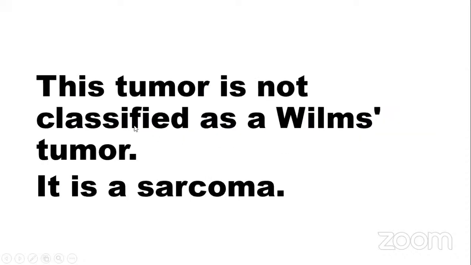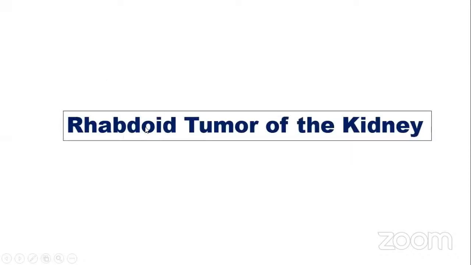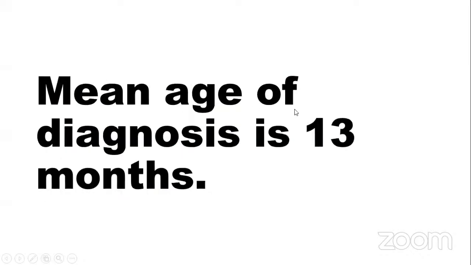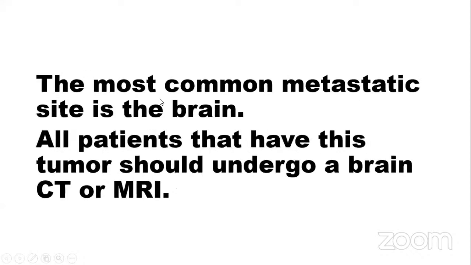Rhabdoid tumor of the kidney. This tumor is not classified as a Wilms tumor, and it is a rare sarcoma known as rhabdoid tumor of the kidney. The mean age is 13 months. The most common metastatic site is the brain.